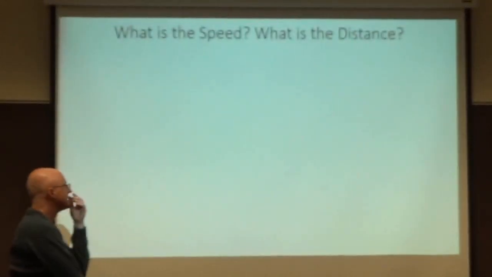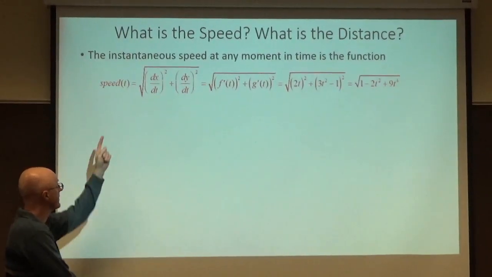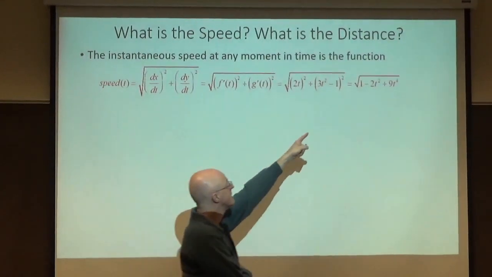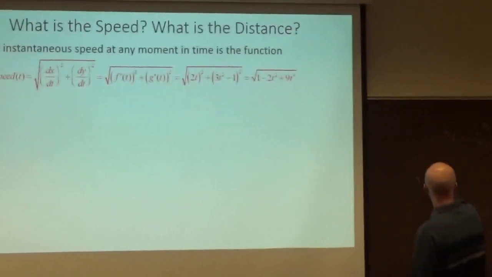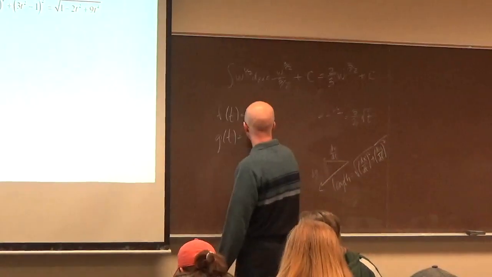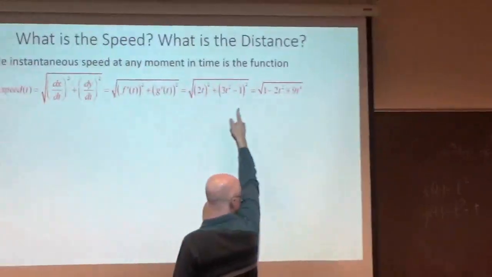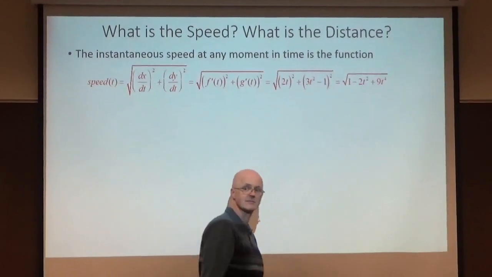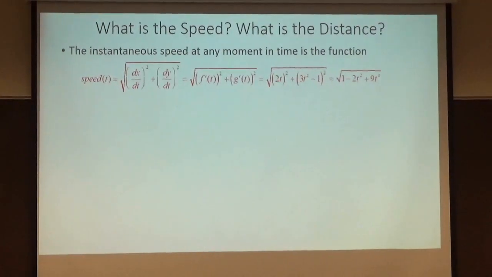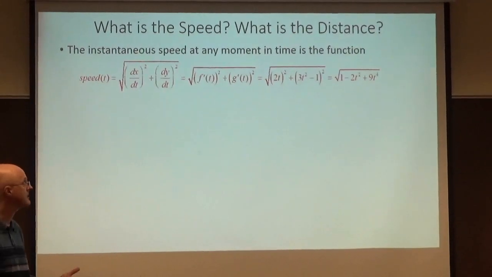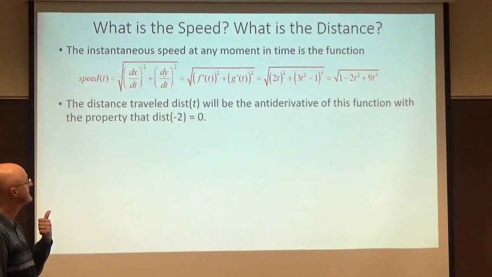All right, what's the speed? What's the distance? The instantaneous speed at any moment is the same function as before as far as the abstract form, though the details are different. We get a different final answer. On the board here, f of t is t squared. g of t is t cubed minus t. Just mentally check, the derivative of f is 2t. The derivative of g is 3t squared minus 1. And squaring those things, I skipped a few steps there. In the simplifying, you can fill in the details. You get the square root of 1 minus 2t squared plus 9t to the fourth. It's a function of t. It's not a constant speed. It's a non-uniform speed. We can graph this to see this change. We will.